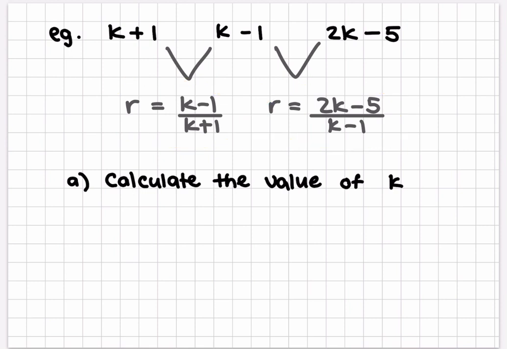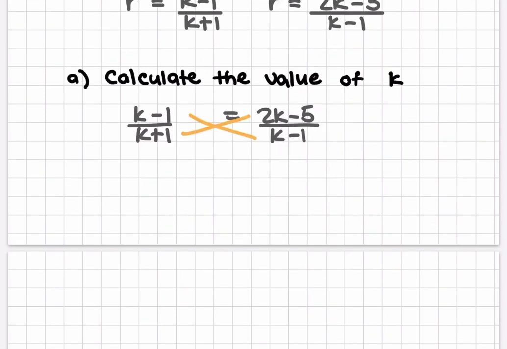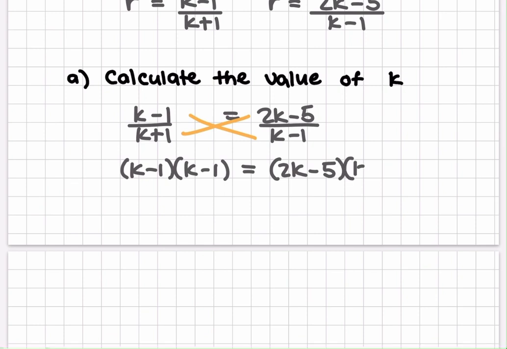We are going to say (k minus 1) divided by (k plus 1) is equal to (2k minus 5) divided by (k minus 1). And now we can cross multiply. We say (k minus 1) times (k minus 1) is equal to (2k minus 5) multiplied by (k plus 1). Once we have this, we have to FOIL everything out.